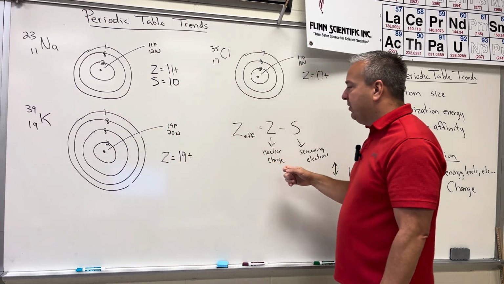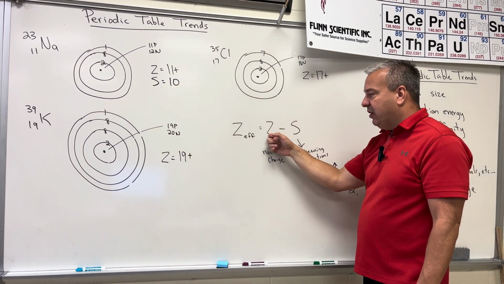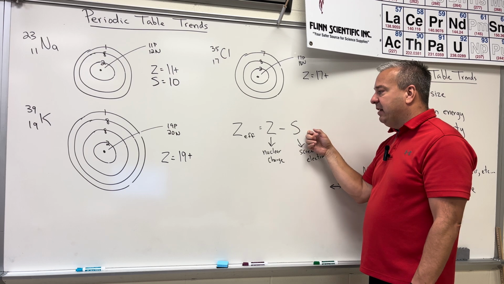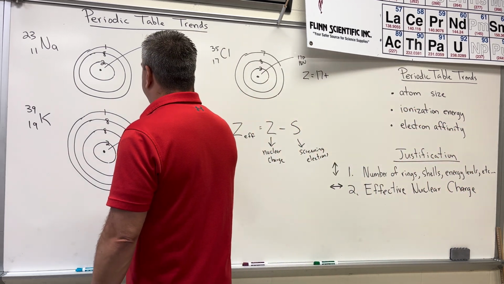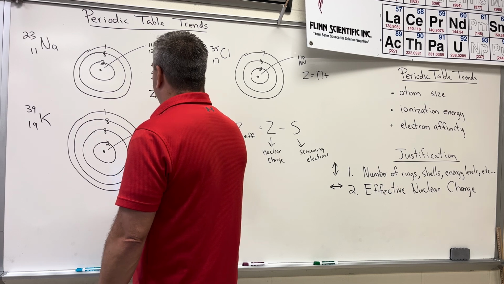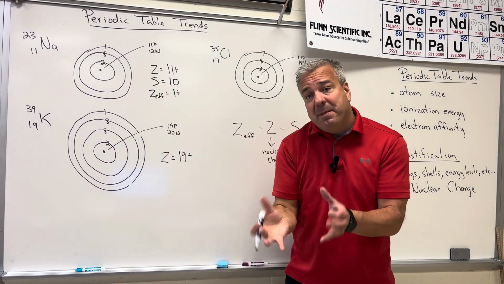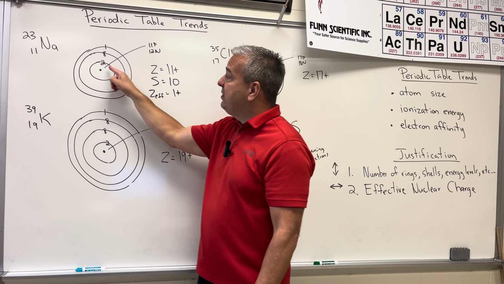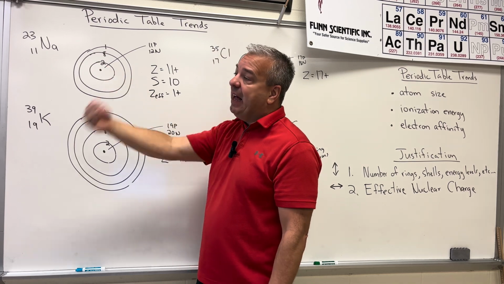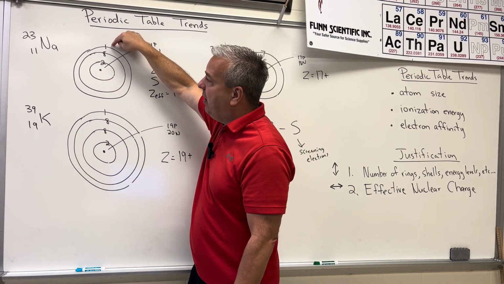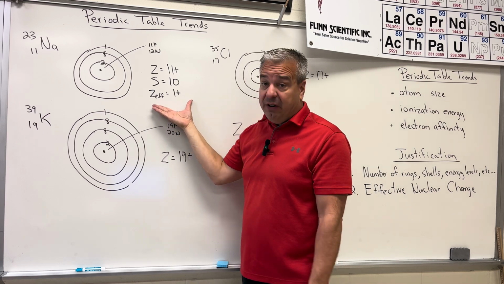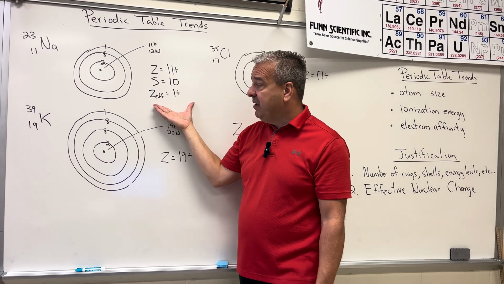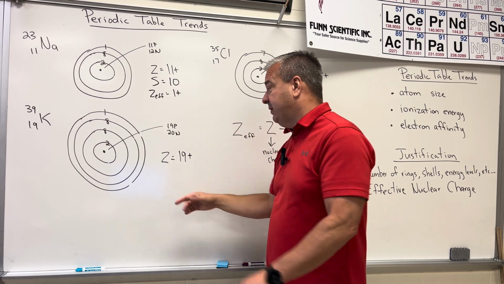And effective nuclear charge is just the nuclear charge minus the screening electrons. So 11 minus 10 tells me that the effective nuclear charge is 1 plus. Now, what that means is that this nucleus has an effect on this outermost electron of a 1 plus, okay, which is not very strong at all, okay? Let's see what potassium has, okay?